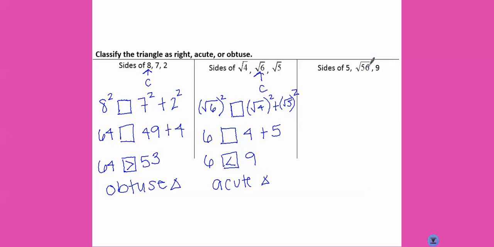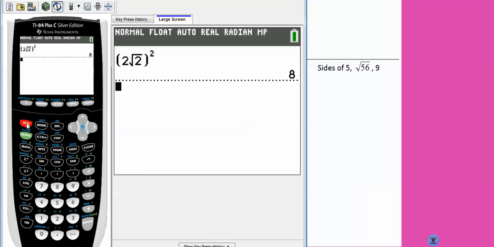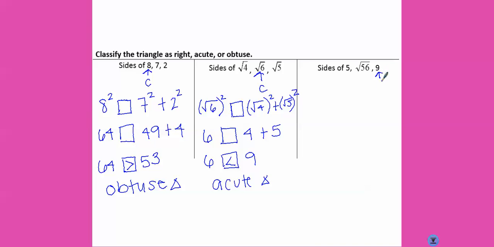In this one, you probably don't know what the square root of 56 is off the top of your head. Square root of 56 is a little bit more than 7, so that's not our biggest side. 9 would be our biggest side here. So 9 squared, how does that compare to 5 squared plus square root of 56 squared?